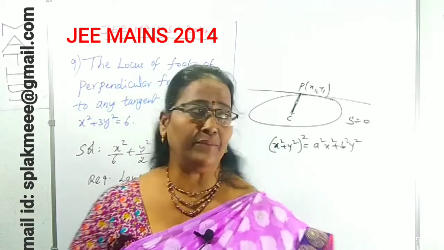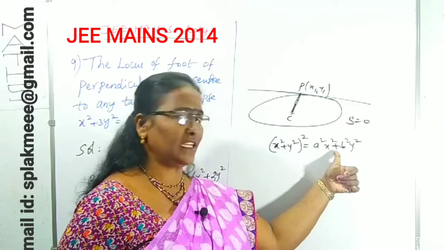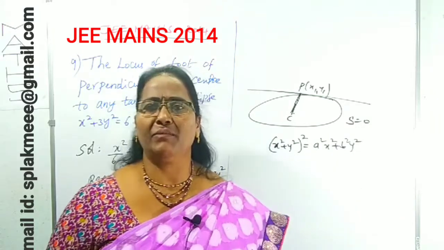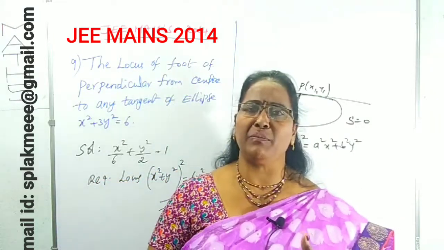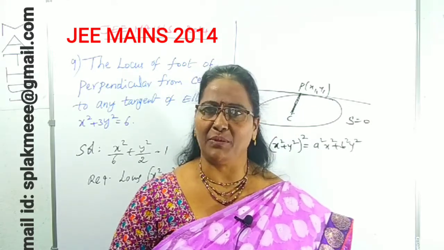The same tip we can use for the hyperbola also. In case of hyperbola, you use minus b square here. You know there will be a change between ellipse and hyperbola: wherever b square is there, we take minus b square. We can discuss those in the hyperbola chapter also.